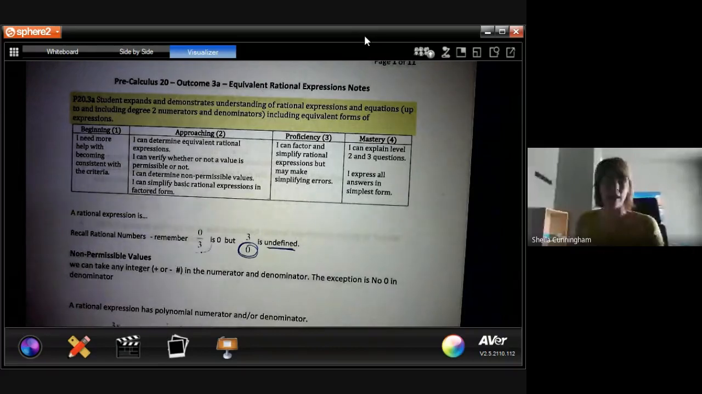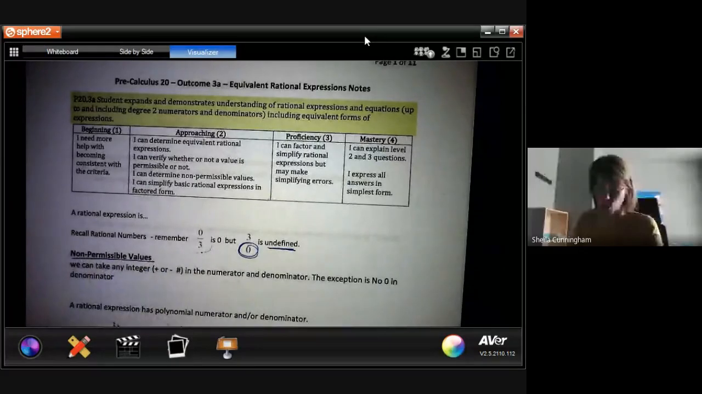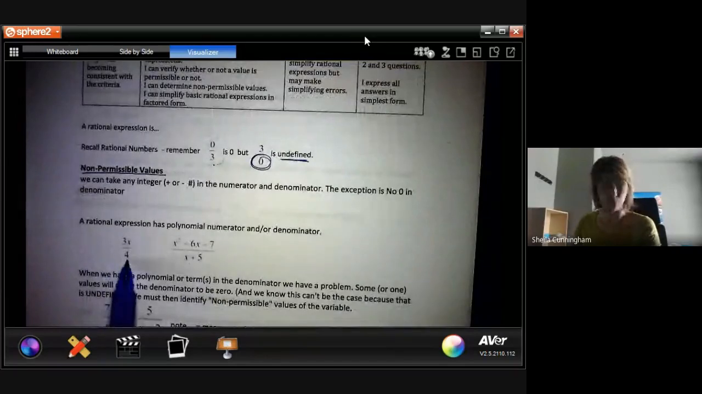So one of the things we have to take note of when working with rational expressions is that we have to think about what we call non-permissible values. This really means what values cannot be in the denominator, where we'll get a 0, because we can't have a 0 in the denominator, okay? So that's our first thing, to identify non-permissible values. And a non-permissible value will only show up if you've got a variable in your denominator, okay?